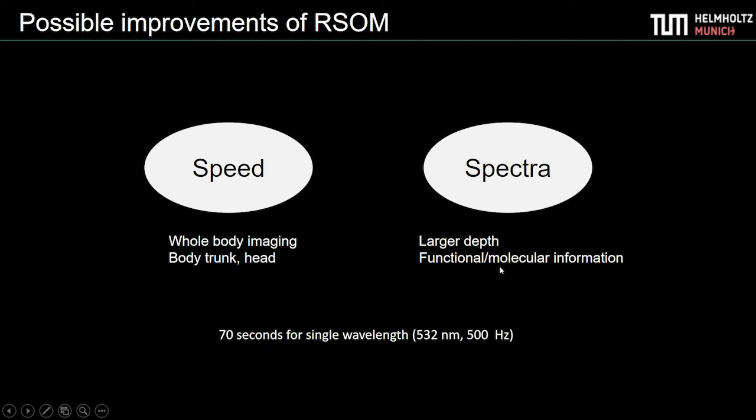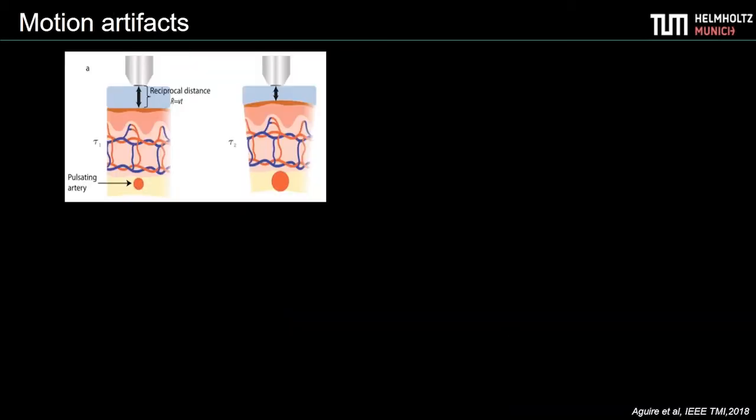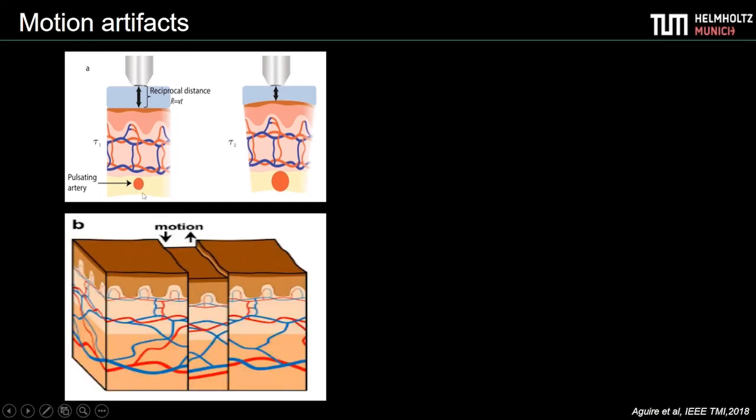Another thing is the spectral aspect. We want to further expand, for example, the multispectral scheme of the RSOM. But this also requires a faster laser source, which allows faster multispectral imaging. And this can help resolve functional molecular information. It comes to, for example, the effect of motion. Here is an example. If we fix our ultrasound detector and measure the signal, we can see this up and down motion generated by the pulsating of the artery. This motion will destroy the continuity of the vasculature.